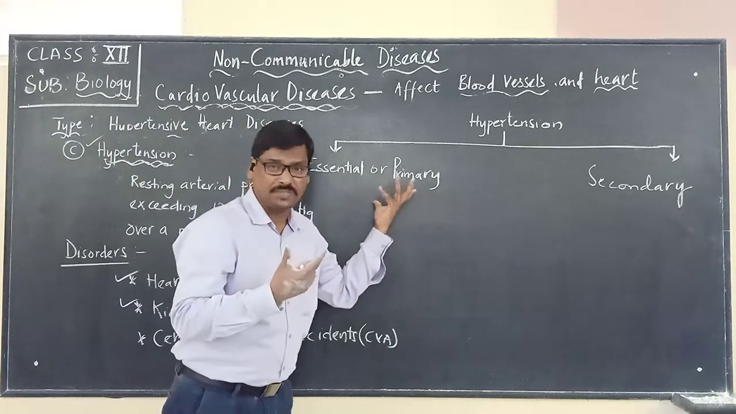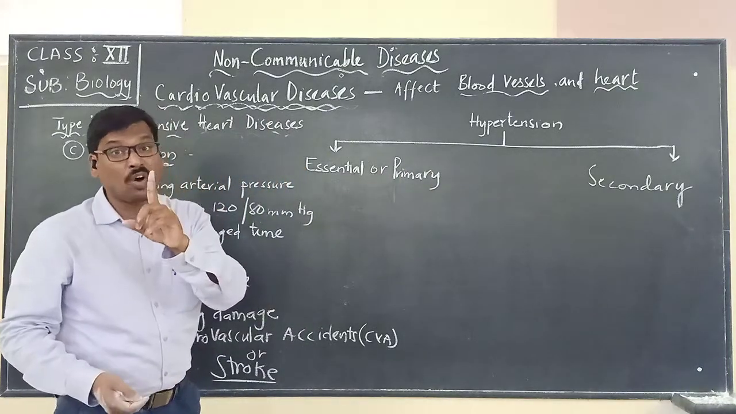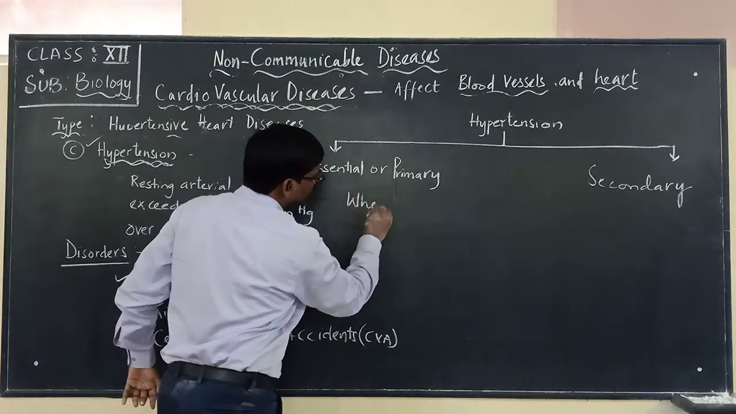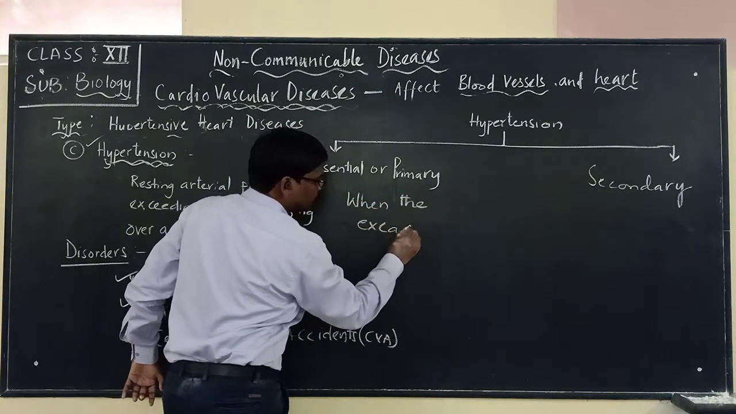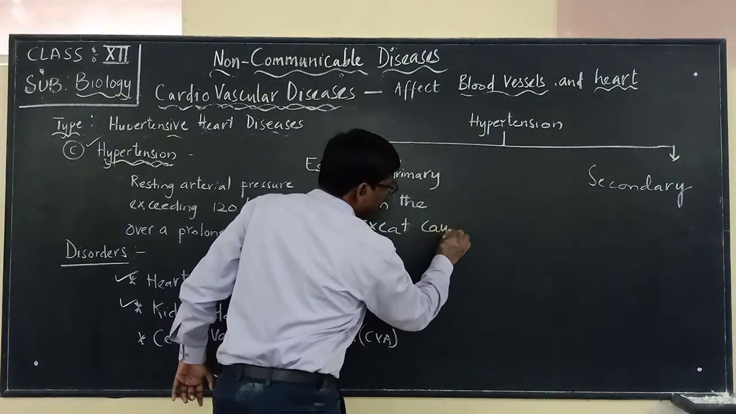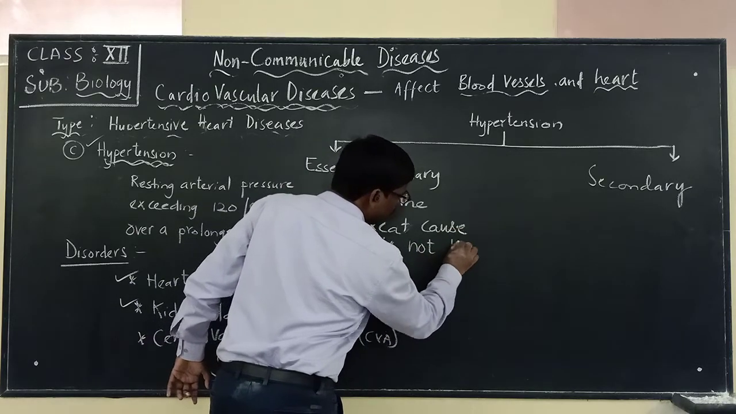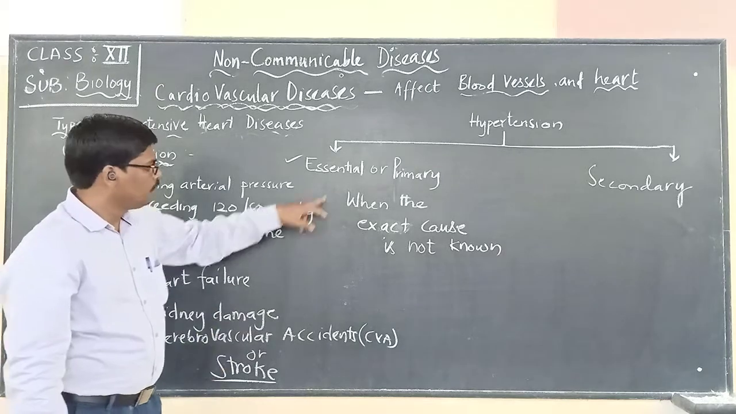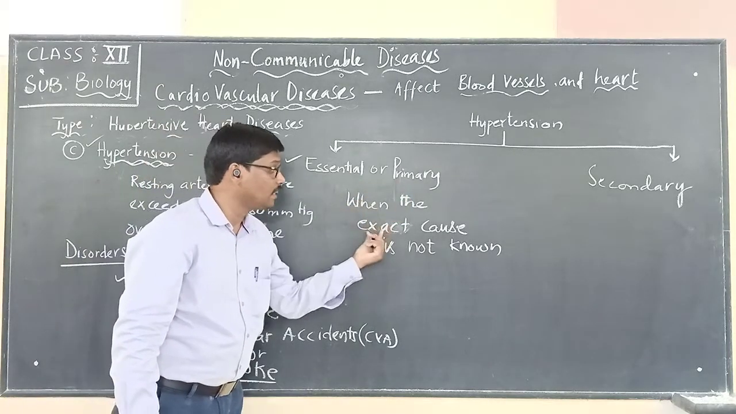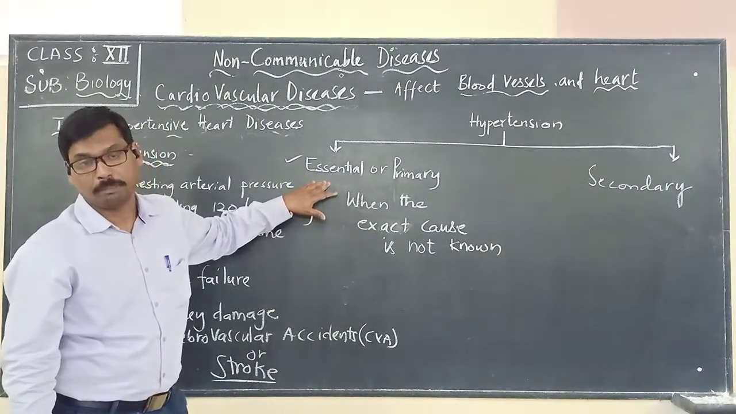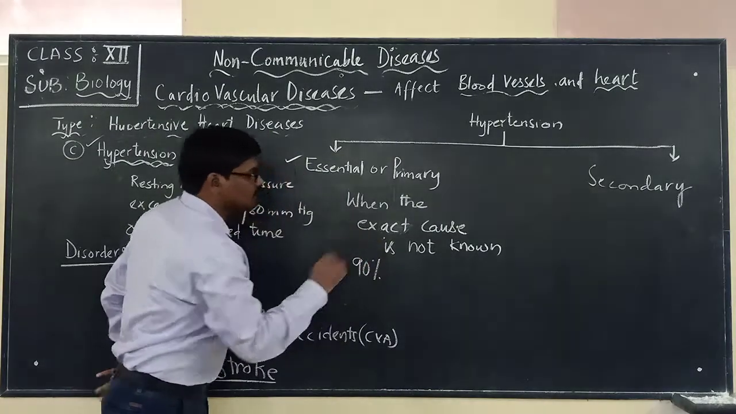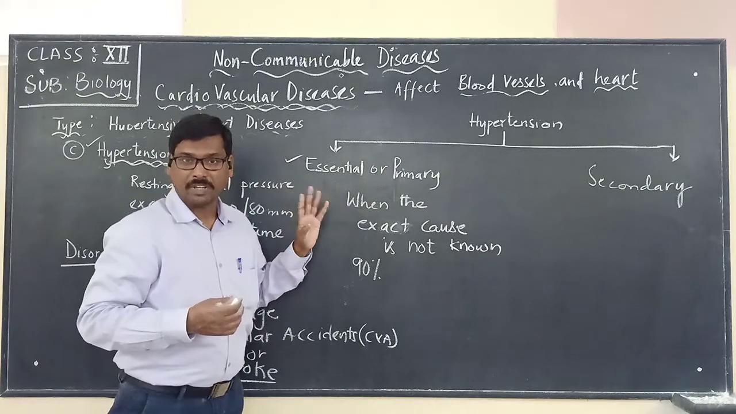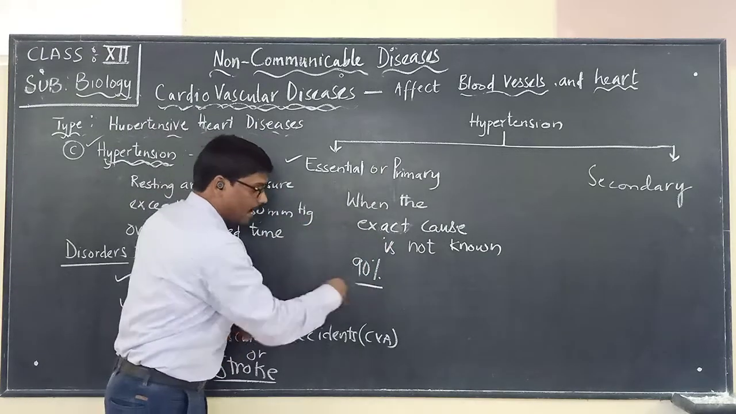What is the meaning of primary hypertension and secondary hypertension? When the exact cause is not known, why the blood pressure is increasing, we call it essential or primary. So essential or primary hypertension is nothing but when the exact cause is not known. 90% of hypertension is primary only. 90% of the increase in high blood pressure is primary, because the exact cause for that is not known.